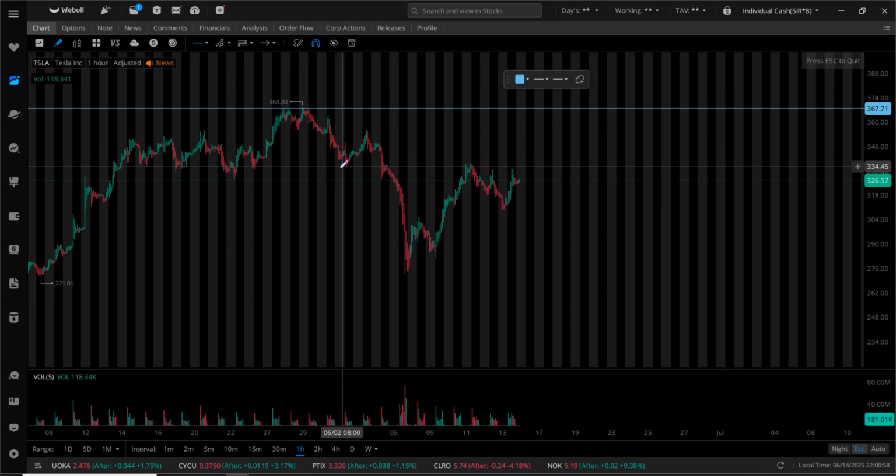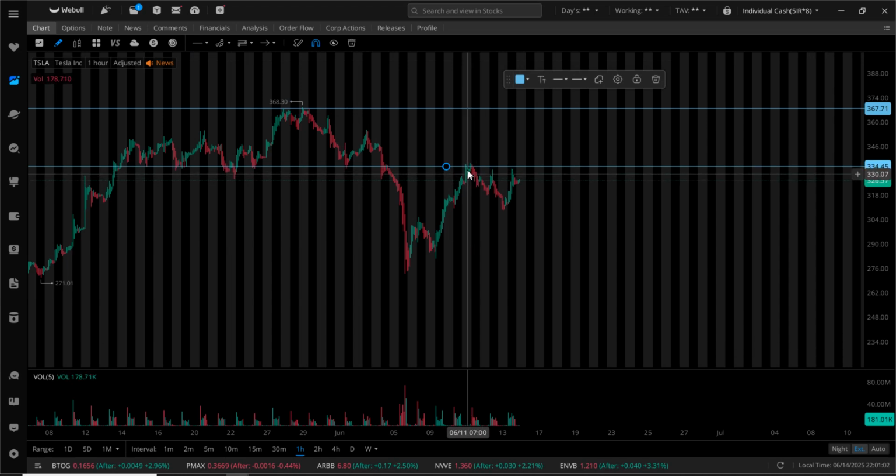And as you can see, what happened earlier this week, it hit this level. Look, we marked right here. That's the area it topped.